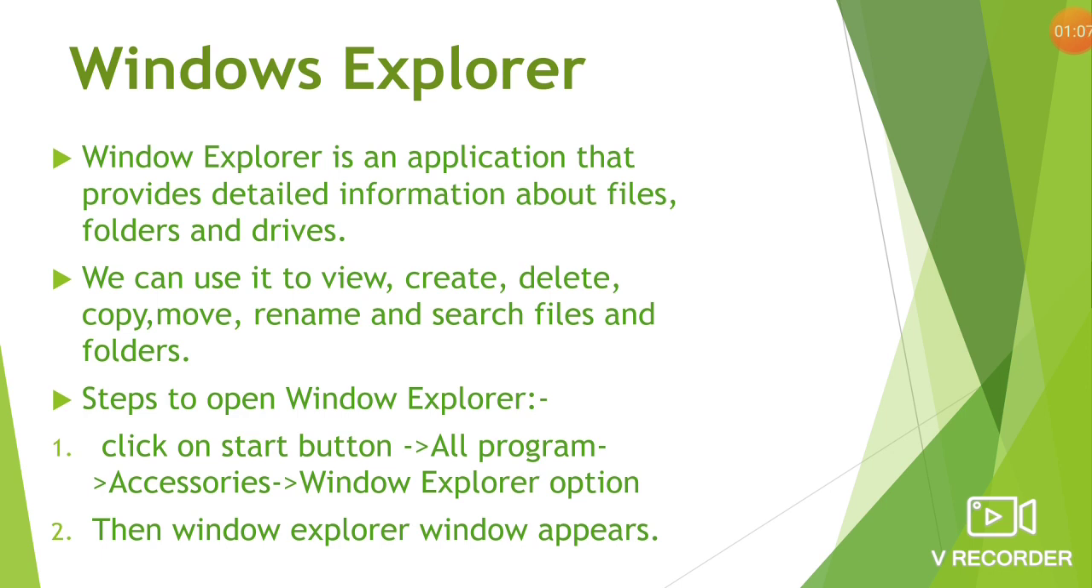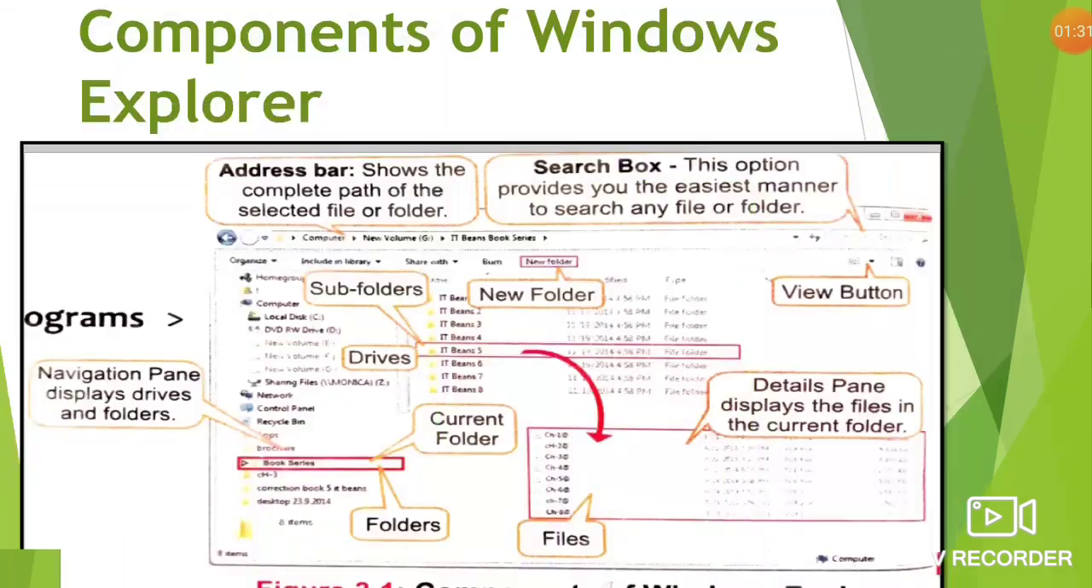So how will you open the Window Explorer? We will open the Window Explorer by clicking on the start button. You may ask, where is the start button? It is on the left pane, bottom side of your window. Then click All Programs, then Accessories, and then the Window Explorer option. Then your Window Explorer window will appear in front of you. It will look like this.